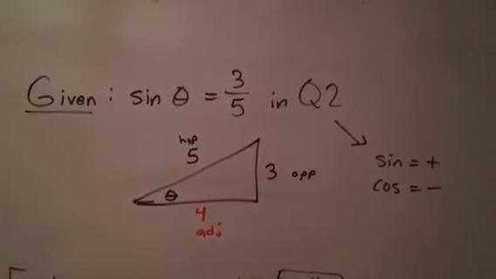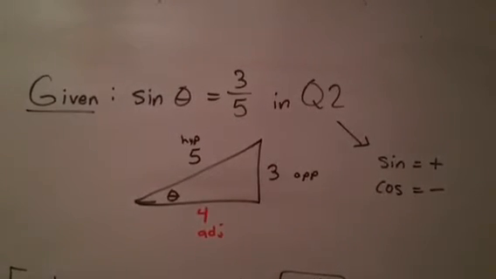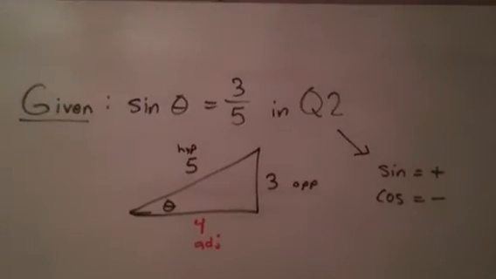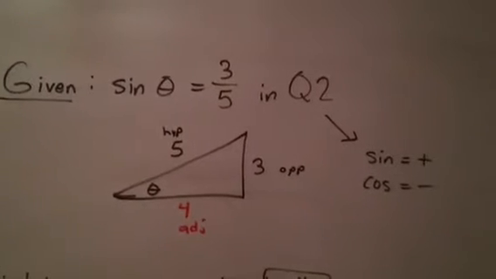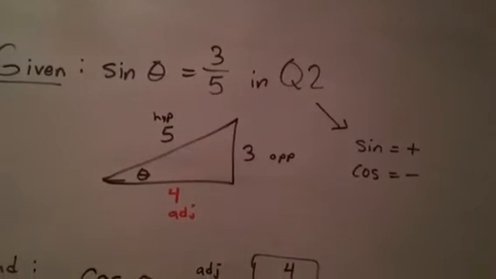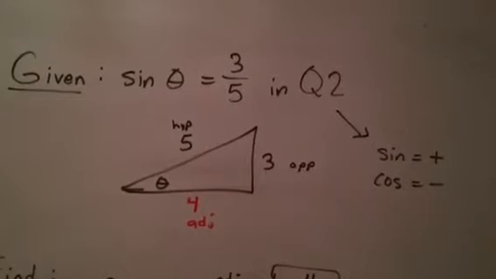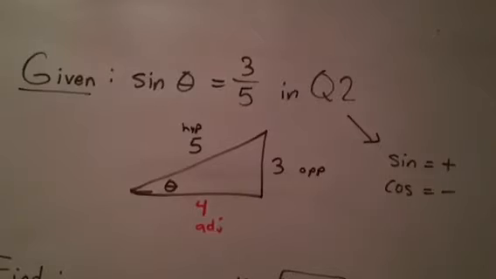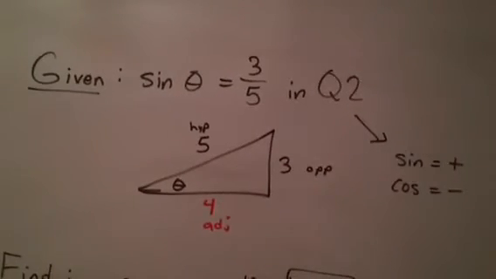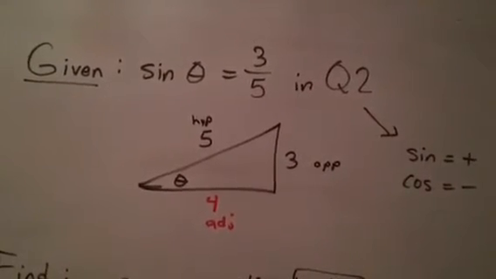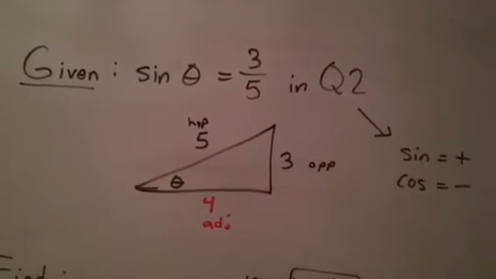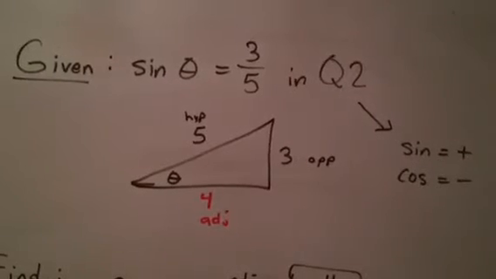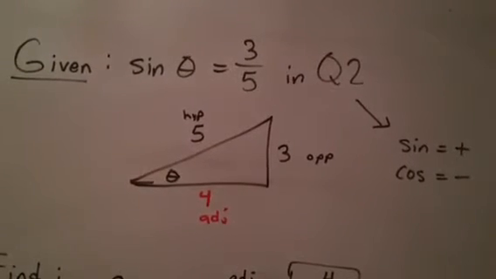In this problem, we are given that the sine of an angle is equal to 3/5 in the second quadrant. Now, we know that in the second quadrant, sine is positive and cosine is negative. What we want to do is set up a triangle. Since sine is opposite over hypotenuse, from my angle's perspective, the opposite side is 3, the hypotenuse is 5. Since this is a right triangle, the adjacent side is 4 using the Pythagorean theorem.